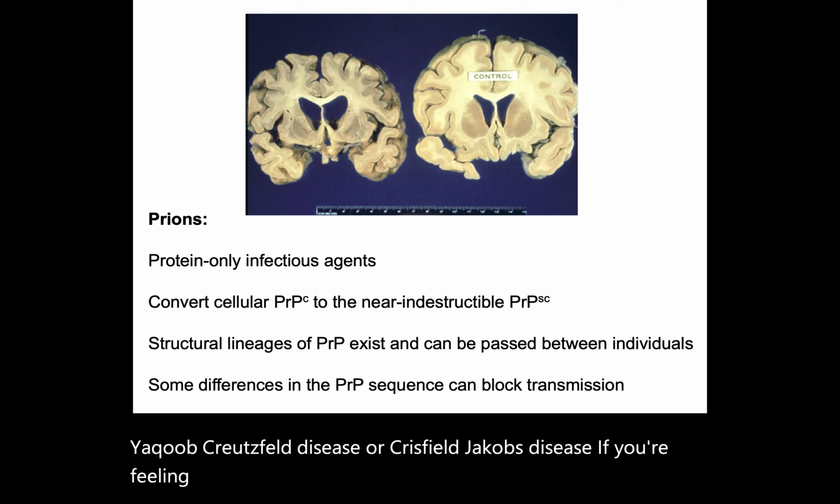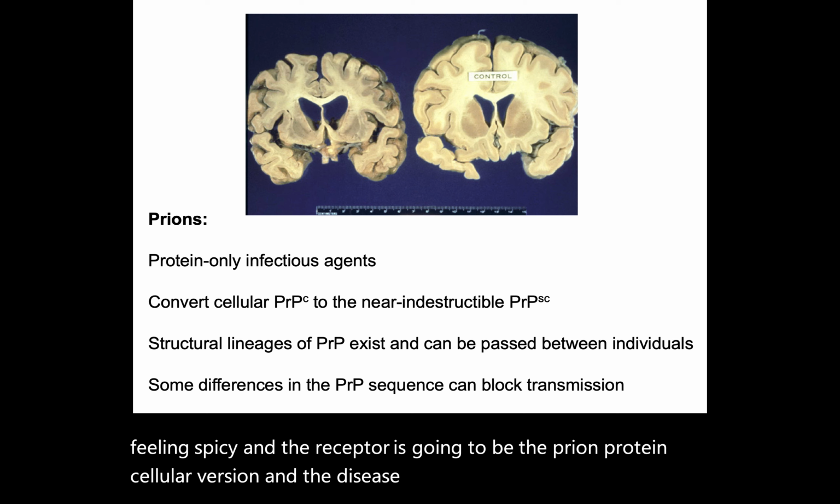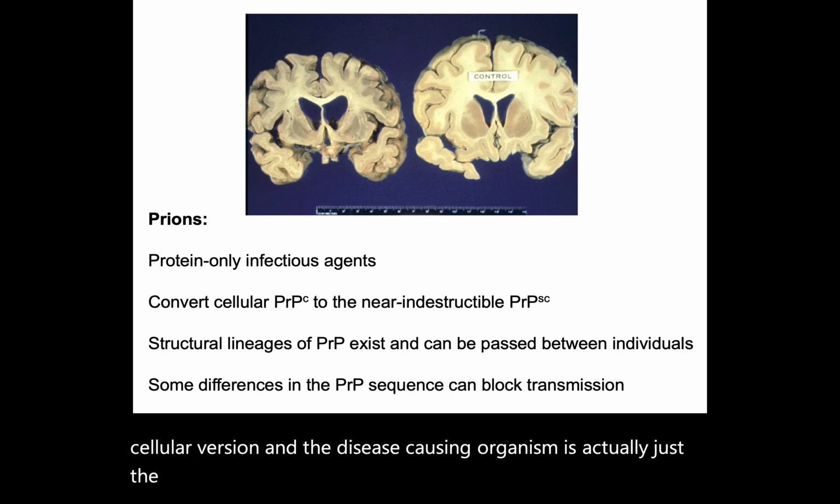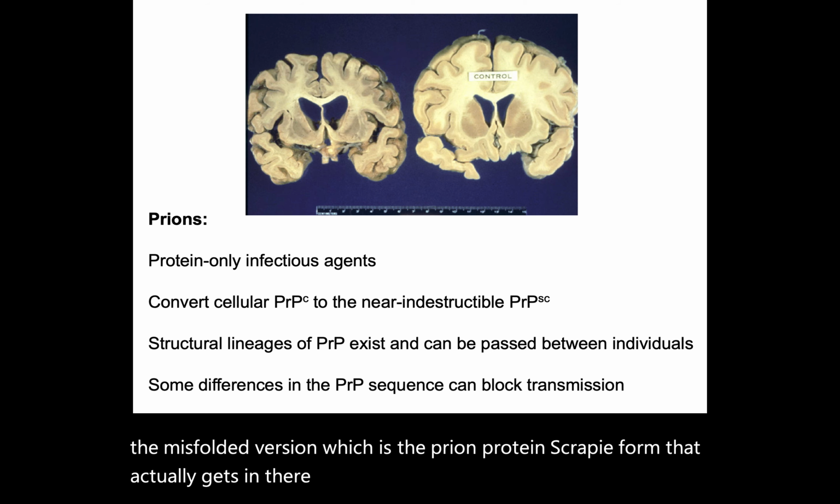And the receptor is going to be the prion protein cellular version. And the disease-causing organism is actually just the misfolded version, which is the prion protein scrapie form that actually gets in there and causes the disease. So, there we go. That's the same thing.